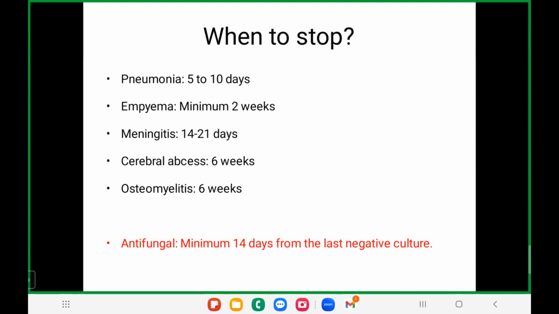So say today you isolated Candida, so you started fluconazole. You need to repeat the culture again after 3 to 4 days, or 5 days. And if you get a negative culture at that point, then you have to start counting the 14 days from that point, not from today. So that is the minimum duration you need to give for antifungal.